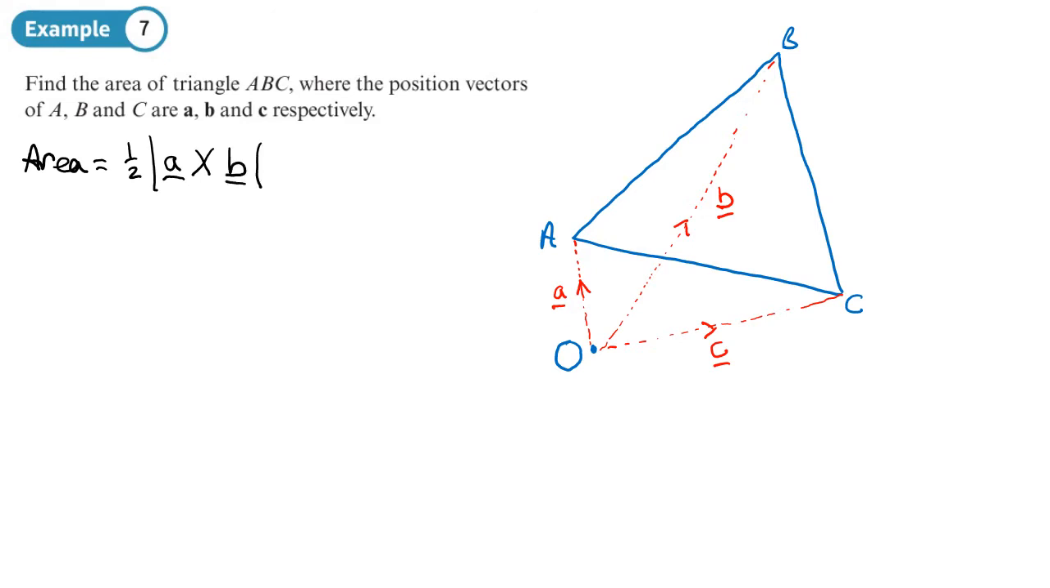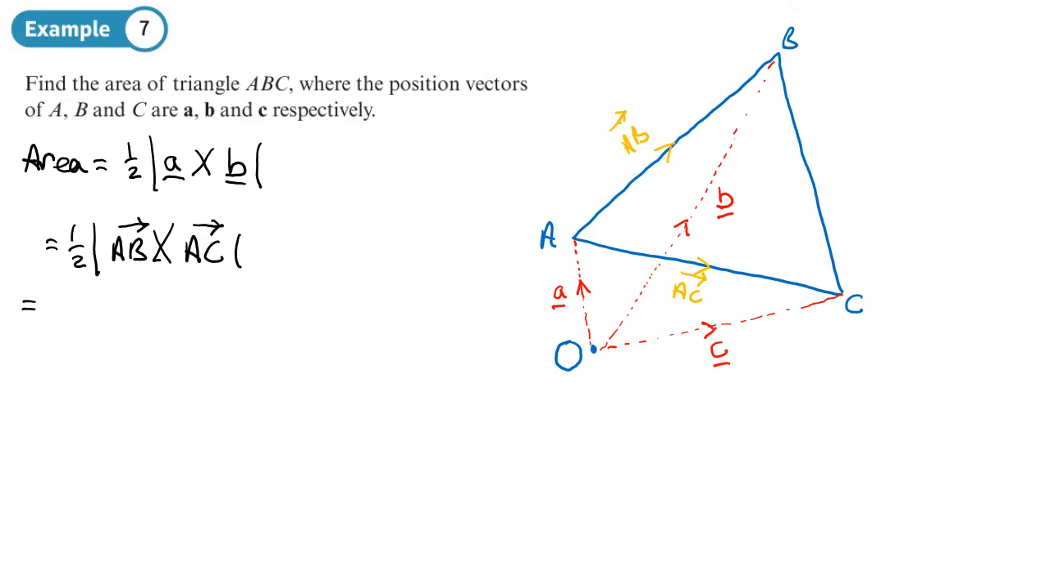In this example, my two sides A and B, if we call this side A, so this would be the vector AB. And this is the other side that we want here. That's going to be the vector AC, like this. So the area then would become equal to half AB cross AC.